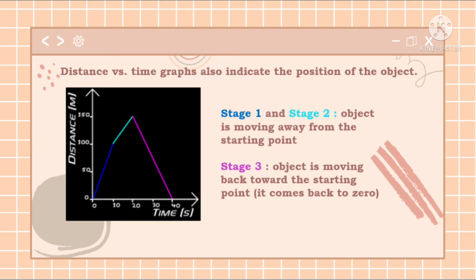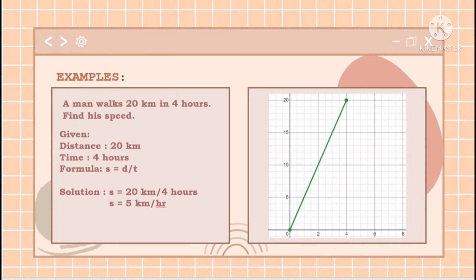Let us have more examples. So we have some word problem examples here. First problem, a man walks 20 kilometers in 4 hours. Find his speed. So the givens are distance 20 kilometers, time 4 hours. So we will use the formula speed equals distance divided by time.